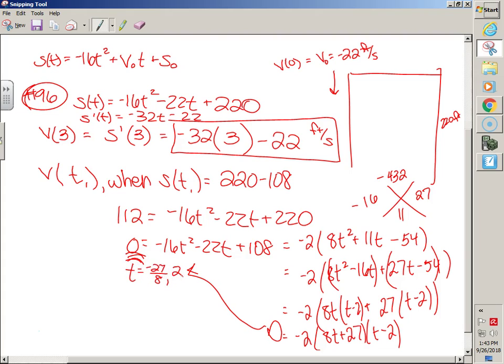Which time will I use? Yeah, the positive one, not the negative one. What was going on with the negative one? I don't know. The dude was still holding the rock. Maybe he wasn't even up in the building yet. Maybe he was still getting up there.